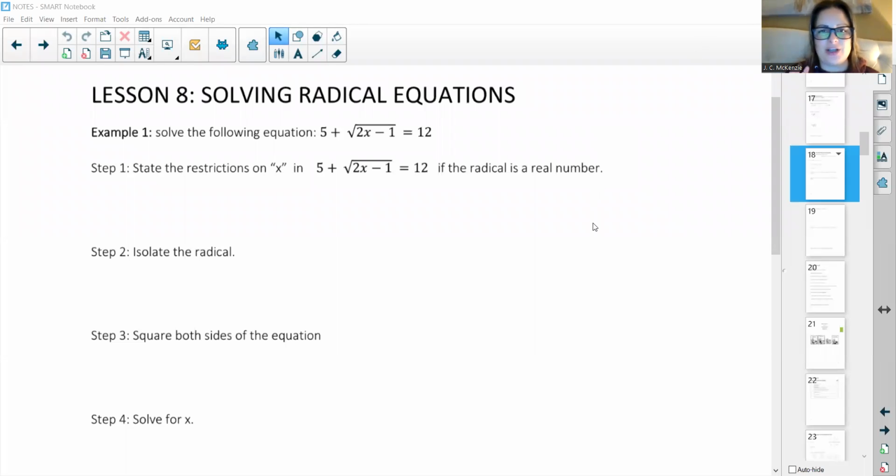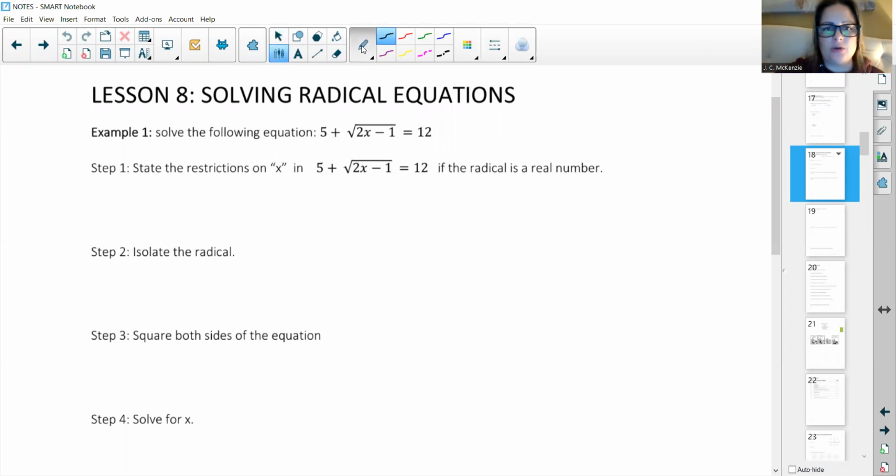All right, so I'm gonna try to do this as best I can while I'm at home. So basically, you're gonna be solving equations with radicals in them. Everything you already know about solving equations still applies. It's just about using strategies to help eliminate the radical.